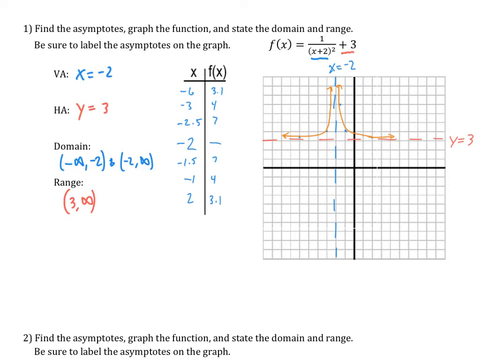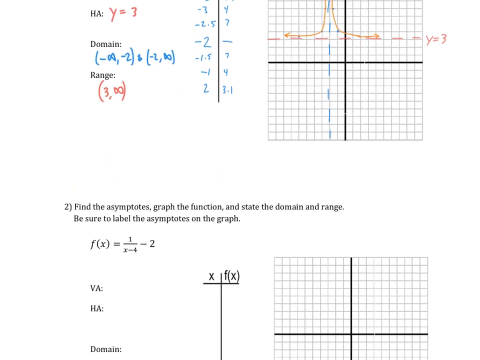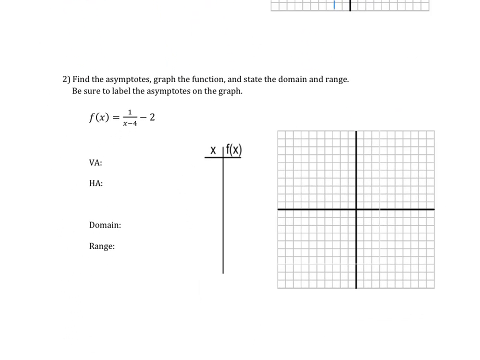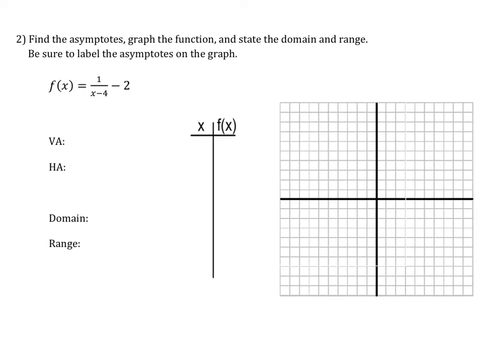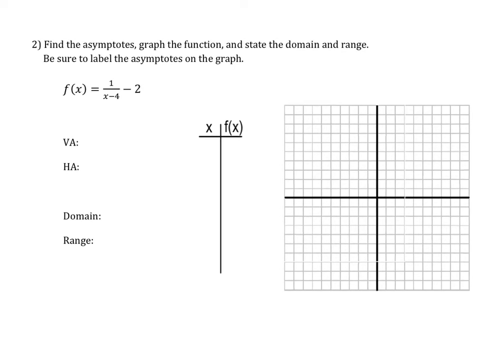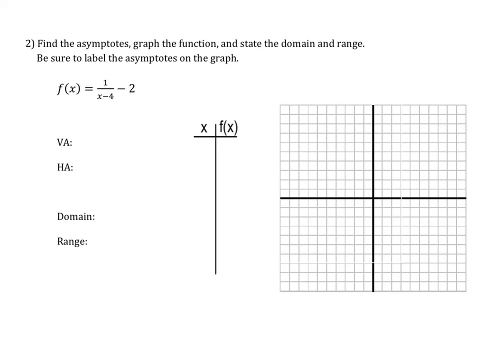Alright, moving on to the second problem. Another rational function graphing. This time we don't see a square in the denominator, so it should look more like a normal hyperbola. Again, what I'm going to look for is what value of x would make the denominator 0, and that would be an x value of 4.